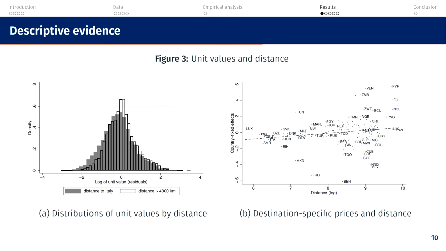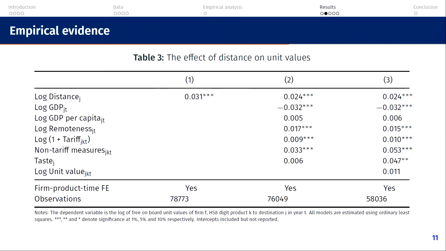On the right-hand side, I also estimate the same regression. I take the fixed effects and I plot them against distance. So a larger country fixed effect here basically means that export prices to that country are higher. And I see that indeed we see a positive relationship. In terms of my empirical analysis, my empirical analysis confirms what I see in the descriptives.